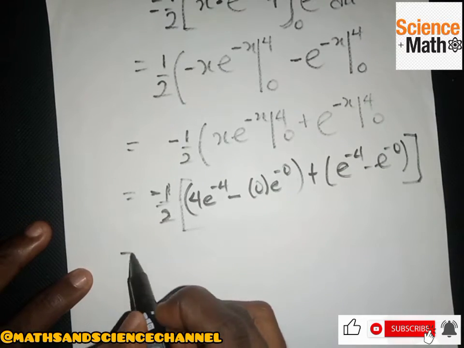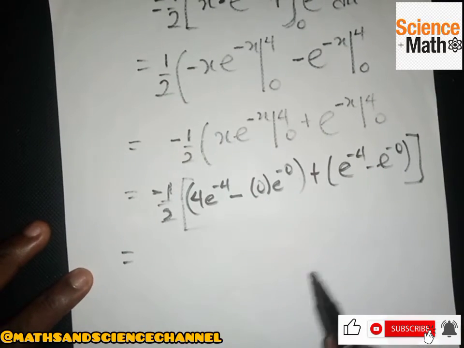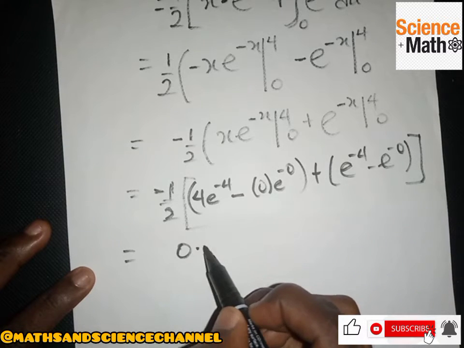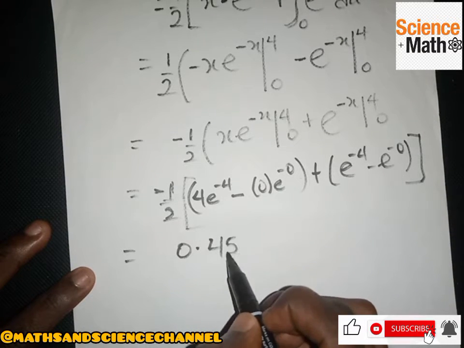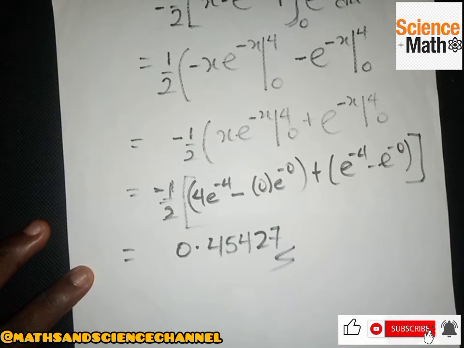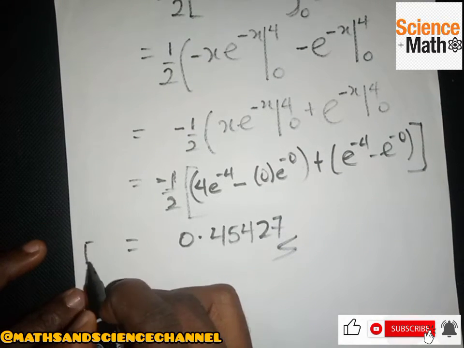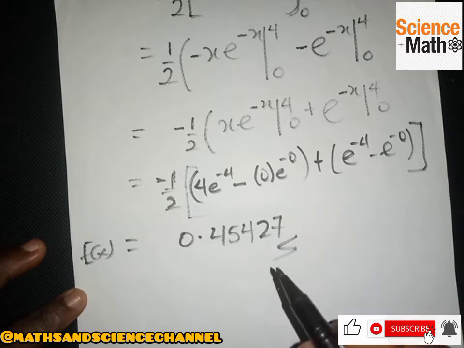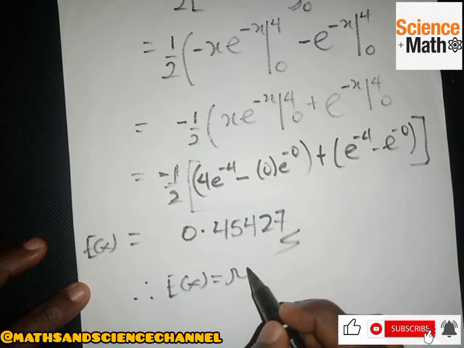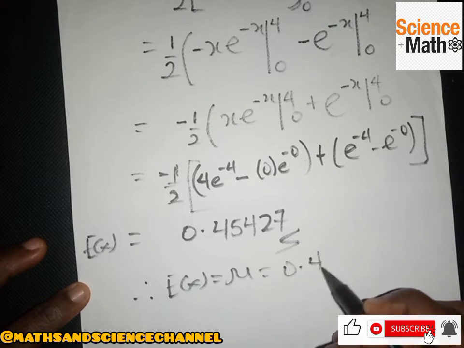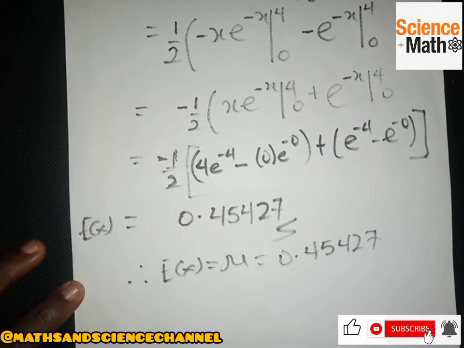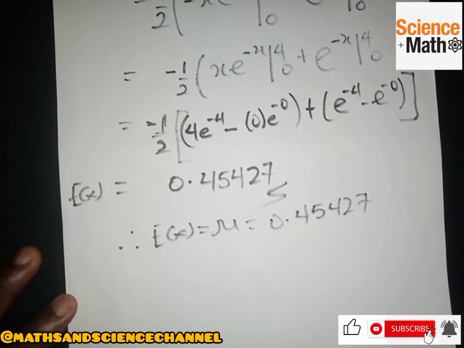Now when we compute the whole of that, putting everything together, we just punch that on the calculator, and then you have the answer to be this. So that will be the expectancy of that. Therefore we can conclude that the expectancy, which is equal to mu here, is just 0.45427. So that will be the expectancy.